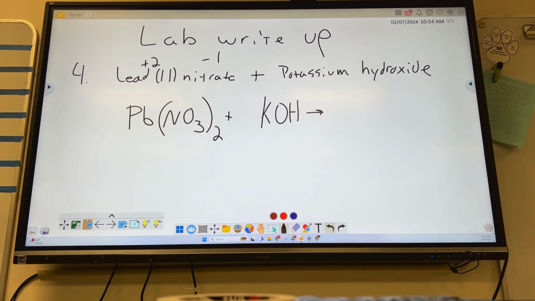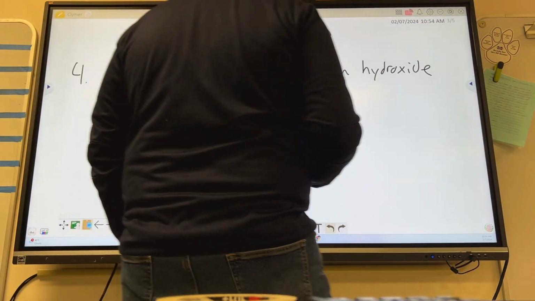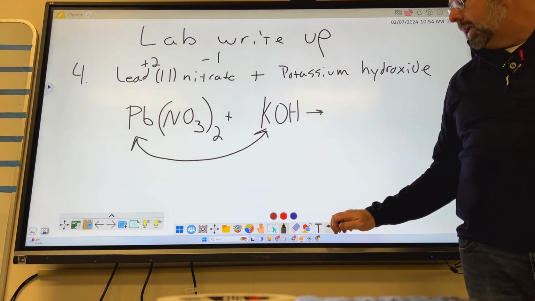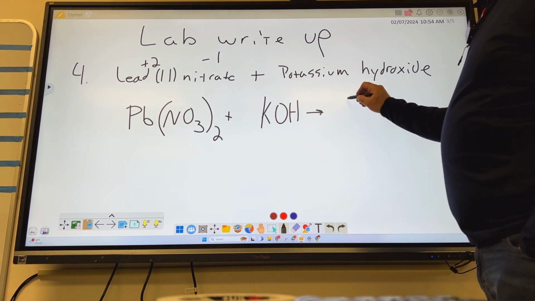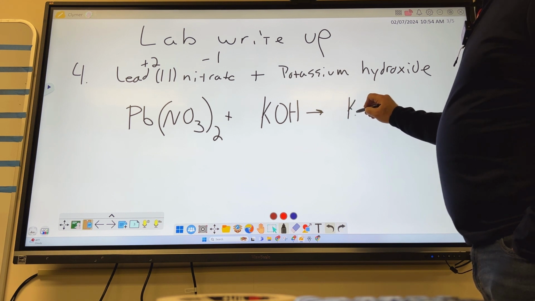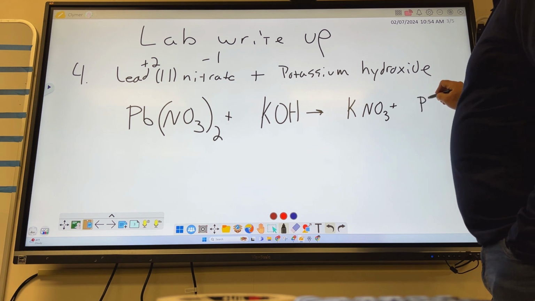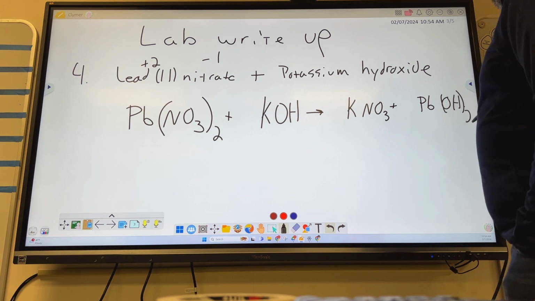Now we're going to write the candidate double replacement reaction here, right? So double replacement means these two things are going to switch places. That's what a double replacement reaction is, right? So if those are going to switch places, we want to write what those new products are going to be. In this case, we're going to have KNO3 plus PbOH 2.